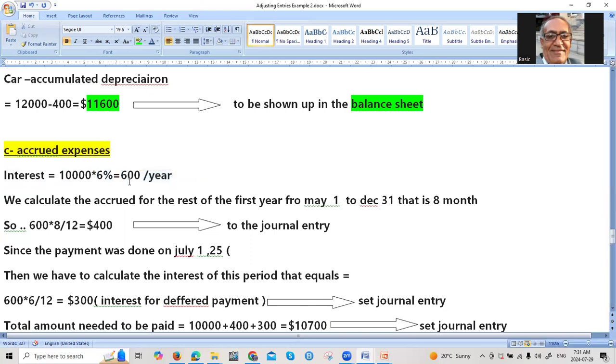But wait. That's more than 1 year, guys. But for the moment, we calculate the accrued interest for the rest of the first year, from May 1 to December 31. So now May, June, July, August, September, October, November, December. That will be 8 months.